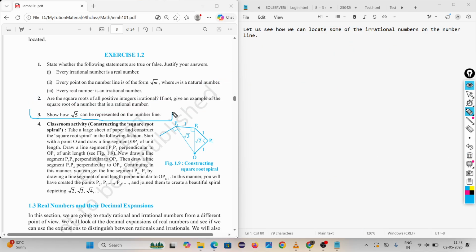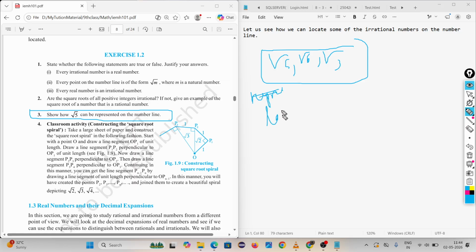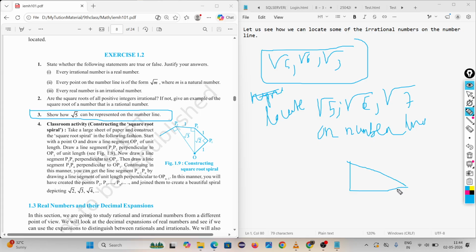Then you know how to represent root 5 on a number line. This is the homework. Write down: locate root 5, root 6, root 7 on the number line. First, in rough, you have to draw the right angle triangle. Perpendicular should always be 1. If it is root 6, then find how much the base should be. If the base is a whole number, then you draw the number line and directly represent the number. If the base is an irrational number, you have to represent that irrational number first on the number line, then the given number.